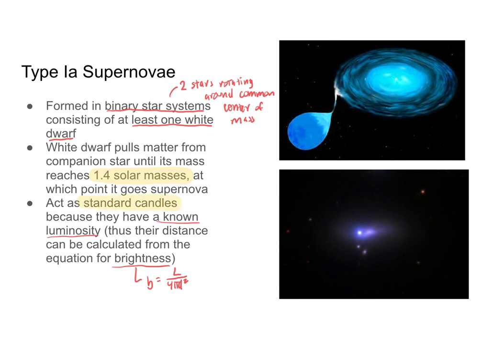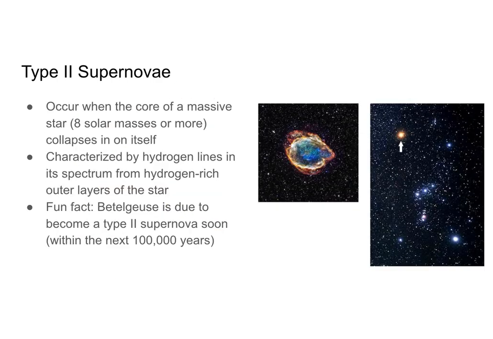Now, the reason they have a known luminosity is because they have a known mass. We know that as soon as this star hits 1.4 times the mass of the sun, it's going to go supernova. So every single type 1a supernova has that Chandrasekhar limit mass, that 1.4 times the mass of the sun, as its mass. Therefore, its luminosity is predictable. Type 2 supernovae, on the other hand, are not nearly as predictable.